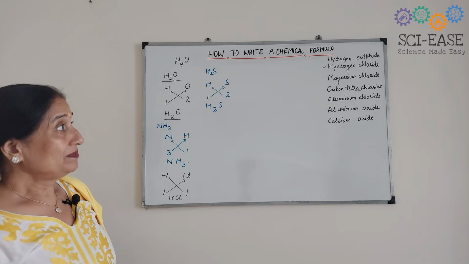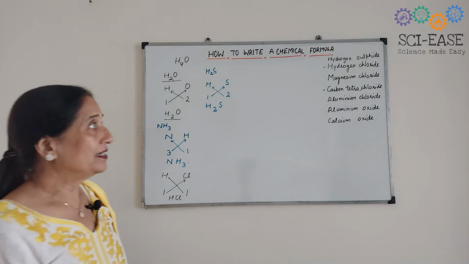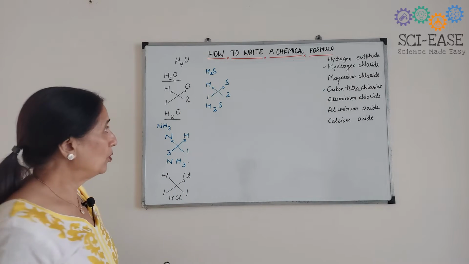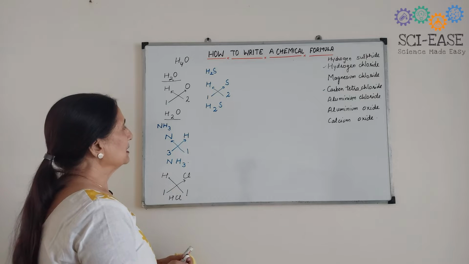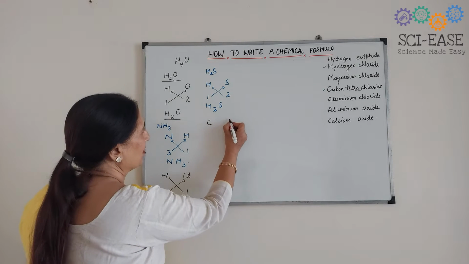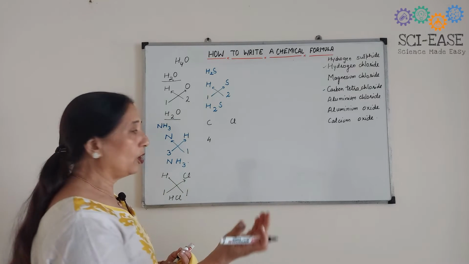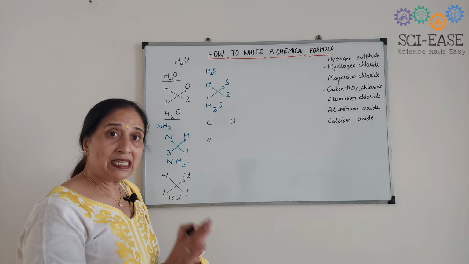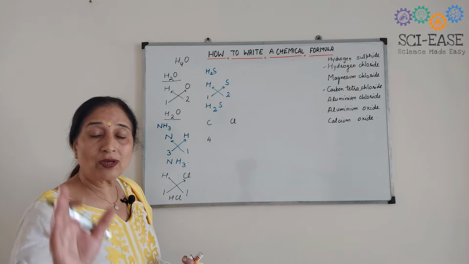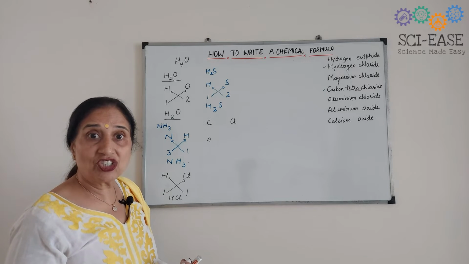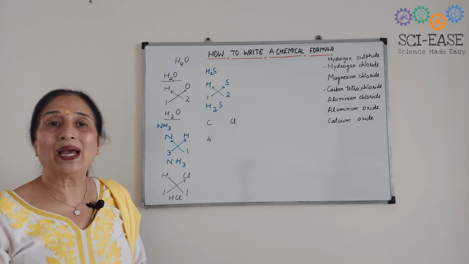Now, next I will take up carbon tetrachloride. Tetra means 4. Okay, carbon tetrachloride I will take up. So, carbon has valency 4. Okay, how will we get the valency? Valency is the combining capacity of an atom, or the number of valence electrons present in the valence shell, or 8 minus the number of electrons present in the valence shell.